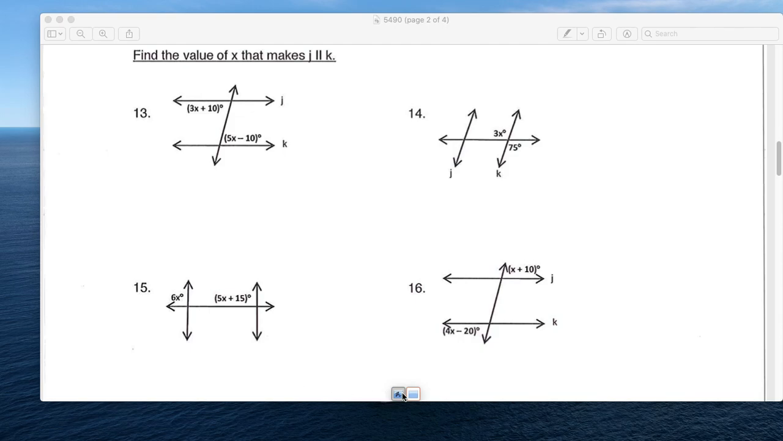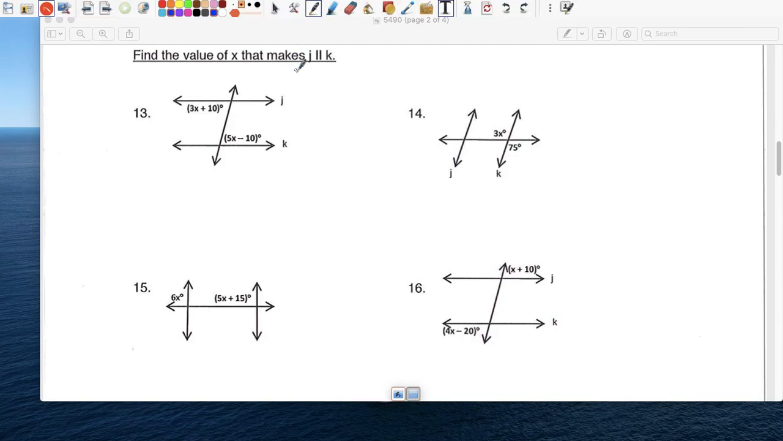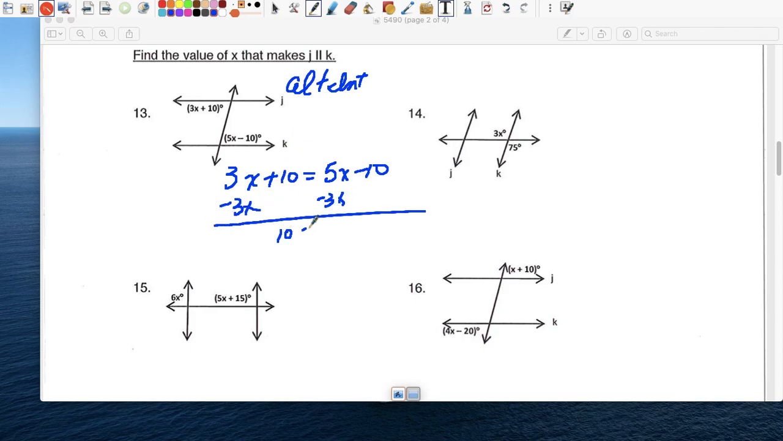Number 13, they're alternate interior. They're equal to each other, so 3x plus 10 equals 5x minus 10. Let's see, minus 3x here, minus 3x here. We get 10 equals 2x minus 10. Add 10 to both sides. We get 20 equals 2x, divide by 2 on both sides, x equals 10. And we only want to find the value of x, so you can stop here.